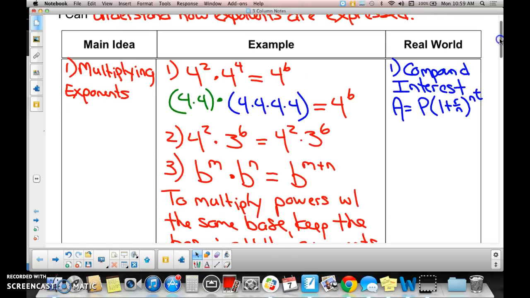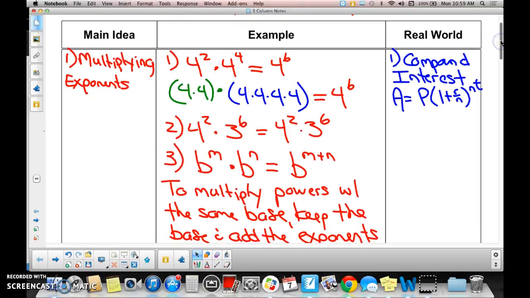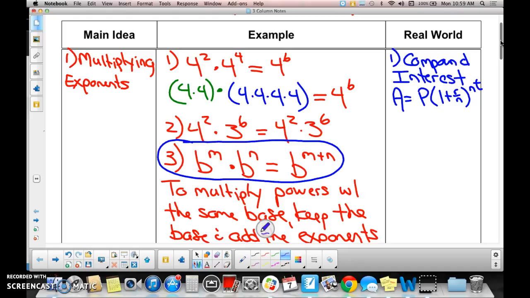All right, so we basically are working with three different main ideas: multiplying exponents, dividing exponents, and raising a power to a power. If you look at multiplying exponents first, the overarching thing you need to know is right there, number 3, b to the power of m. B stands for base, m is your first exponent, times b to the power of n is your second exponent. You simply add the exponents if the base is the same.